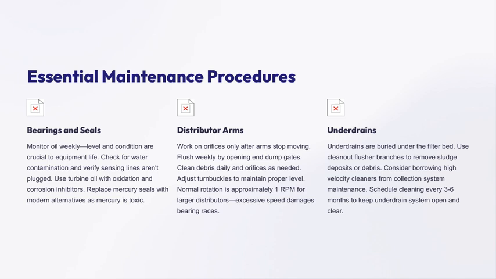I recommend scheduling this cleaning every 3 to 6 months to ensure the underdrain system stays open and free of obstructions. Consistent maintenance like this is key to preventing costly repairs and keeping our system functioning optimally.